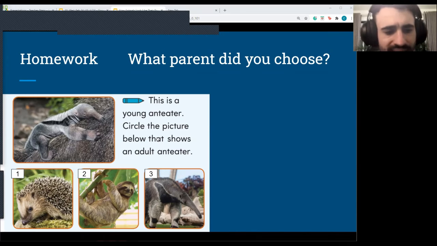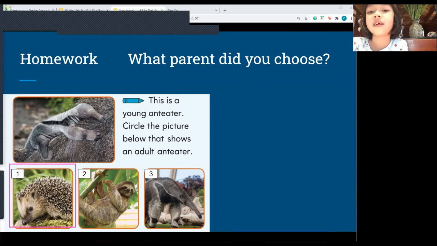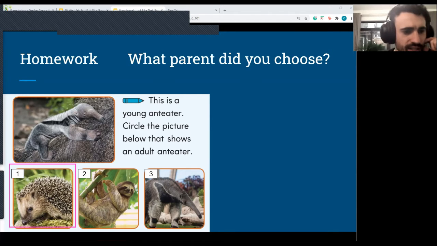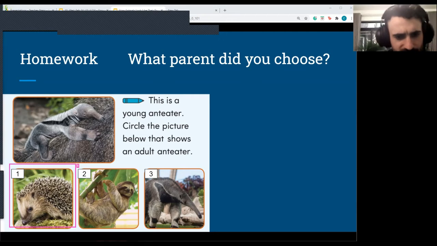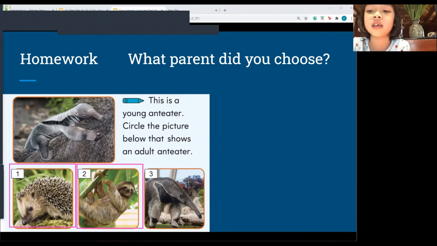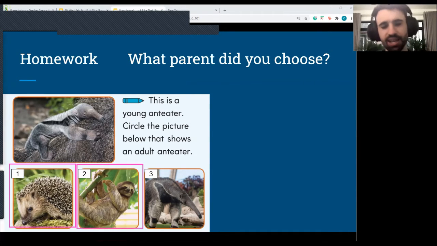Number 3 is the adult anteater. Remember, we learned about this animal. What animal is this called? Does anyone remember the name of this animal? Ruby, do you remember? No. Do you remember when we learned about the hedgehog? Yes. Yeah, this is a hedgehog. Do you know what animal this is, Ruby? Any ideas? A slug. Close. It's called a sloth. You got close. A slug is like an insect, but a sloth moves super, super slow. That's what a sloth does.